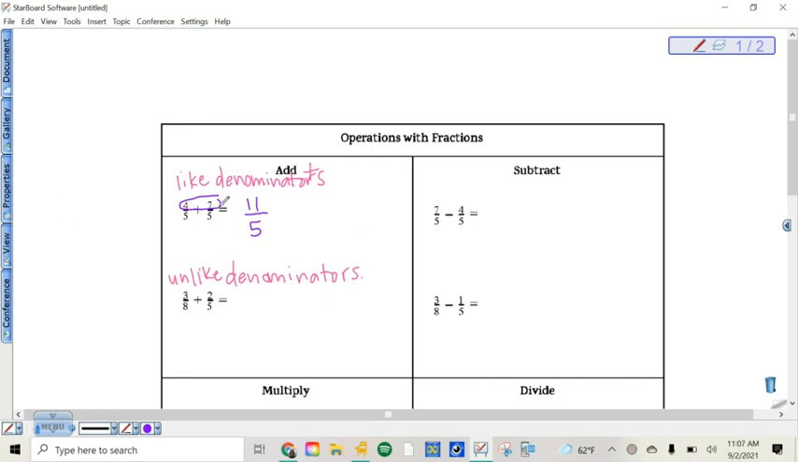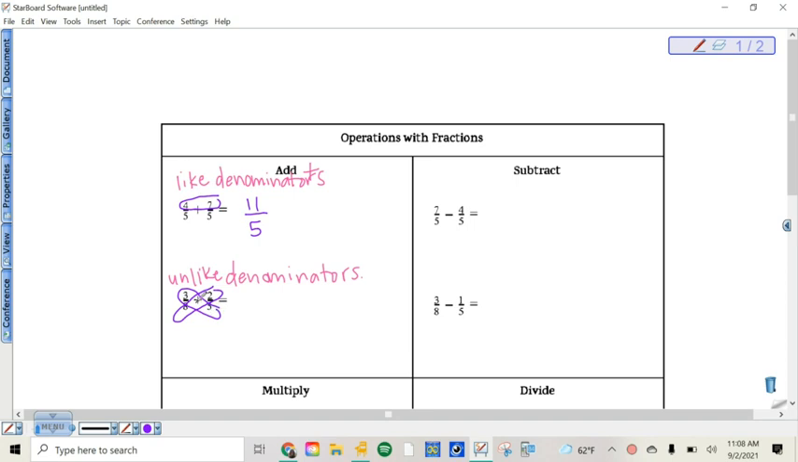Okay, so when we have like denominators, we just add the top. But unfortunately, for unlike denominators, it's not quite as easy. But I taught you a trick. Yes. So we're going to cross multiply.